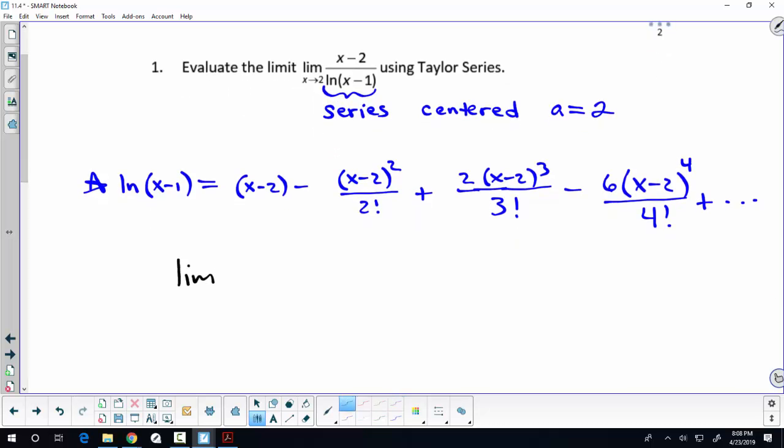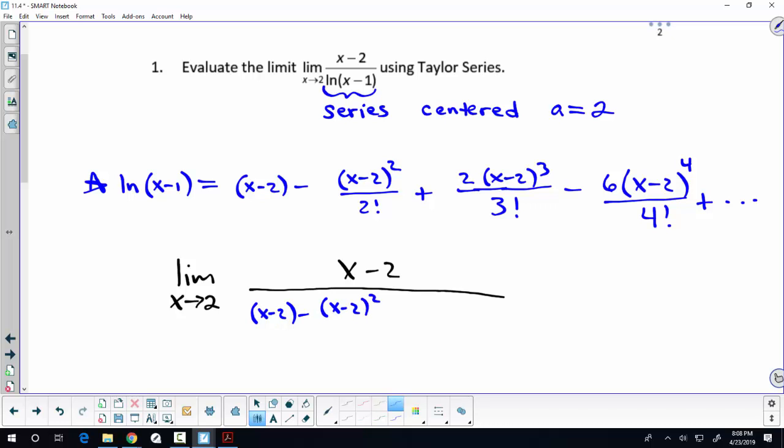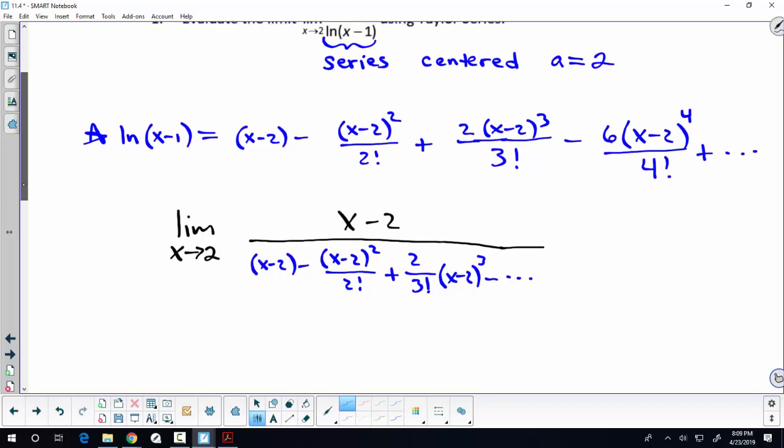So our limit as x approaches 2 on this function is now over all this stuff. So we're using the series for the function. I mean, it may seem kind of tedious. You want to verify through L'Hopital's rule that we get the same result.